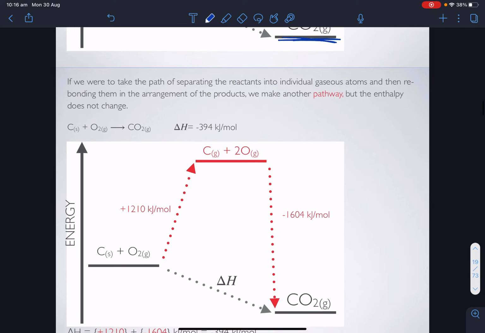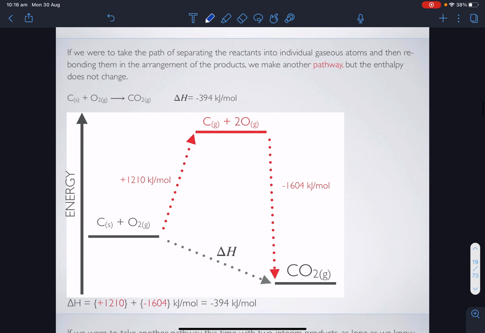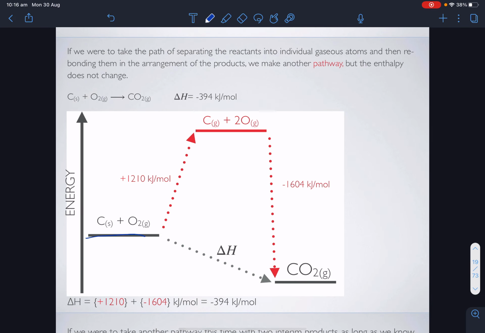So we can take another pathway in this reaction too, okay? So we've still got the same start, and we've still got the same end, but say you didn't know that enthalpy value, what you could do is have some interim kind of path here, and what we've got as our interim path, our in-between step, is this one here, where we've got carbon gas and 2 oxygen gas, or we've got completely separated atoms, okay?